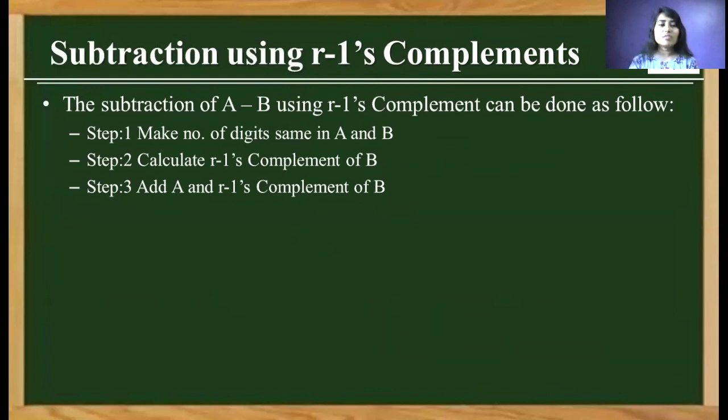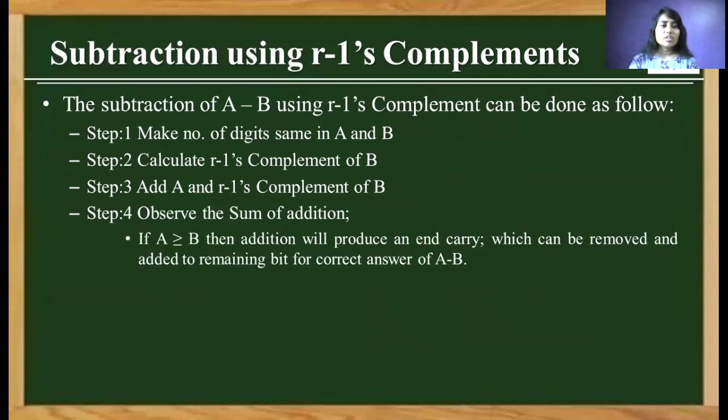After addition, we have a resultant bit. So just observe the resultant bit. If A is greater than or equal to B, then addition will produce an end carry, which can be removed from that and added to the remaining bit for a correct answer of A minus B. This is known as an end-around carry. Here, if an end carry occurs, then it will be added to the remaining bit for a correct answer. So this is known as end-around carry, or simply carry around.